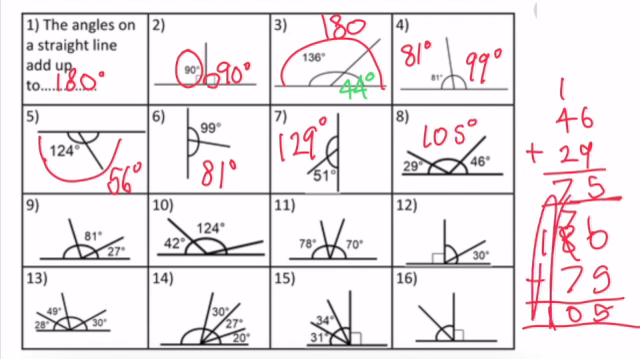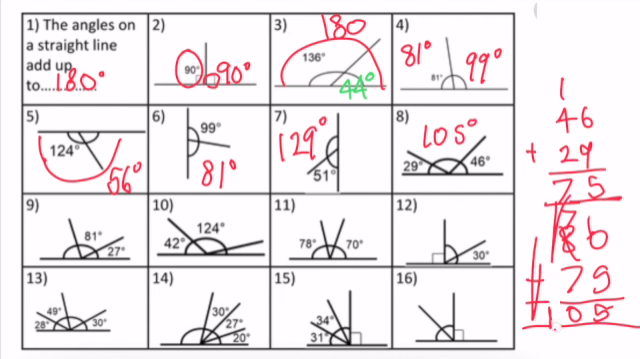The next one is exactly the same kind of thing. Number 9. It's giving you two of the angles. So you can either add them together and take them from 180, or do 180 and take each one away. Press pause, have a go yourself.